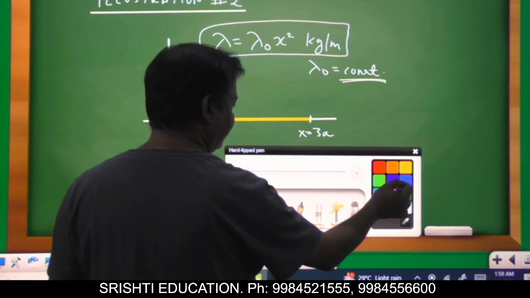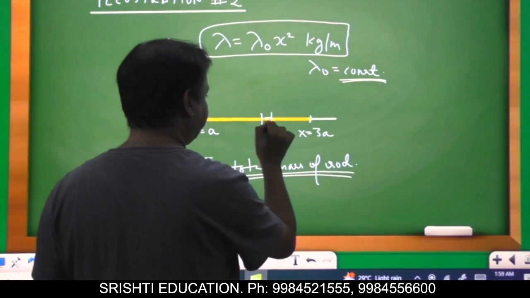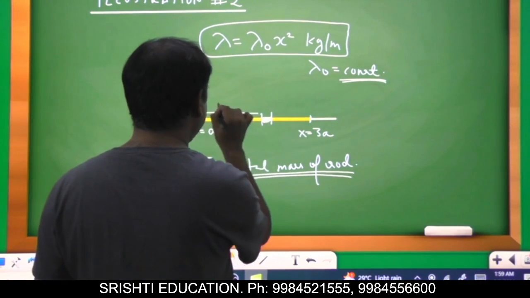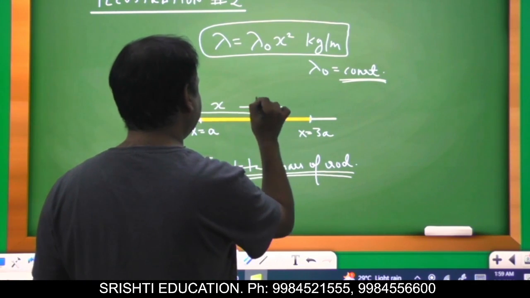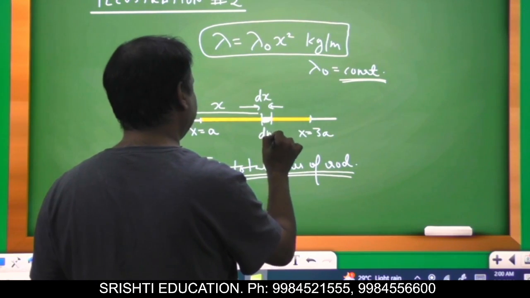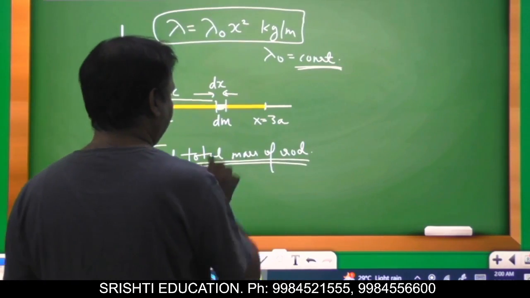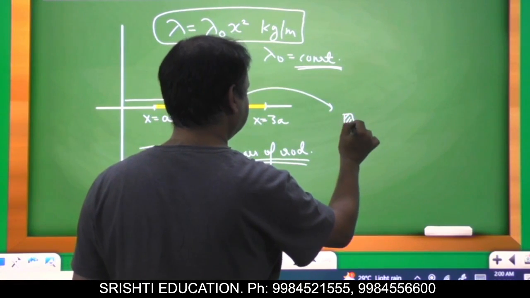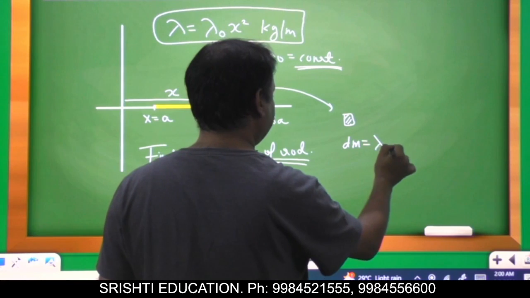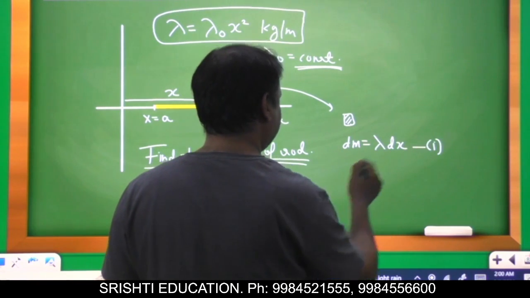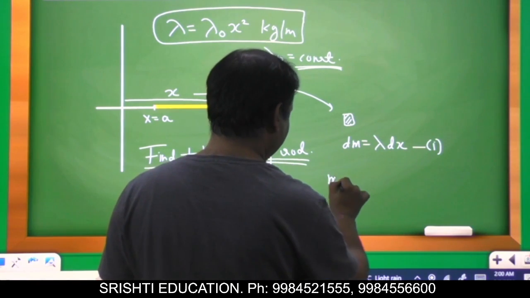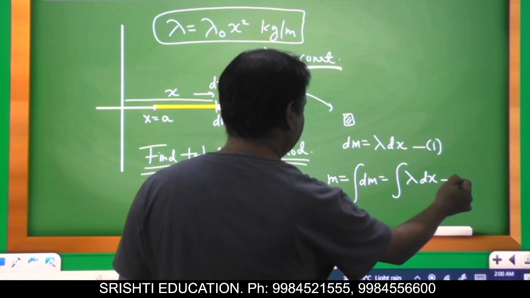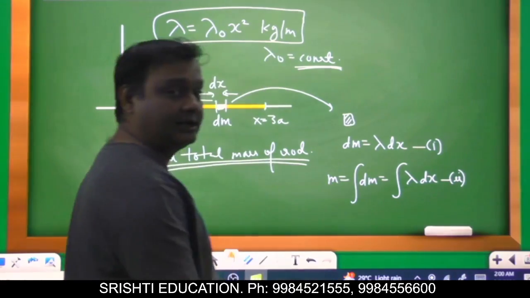So we'll take a mass element. I'm taking this as the mass element, and I'm taking the distance, the x coordinate, as x from the origin, and the thickness dx, and the mass dm. For this mass element, we can write dm as what? Lambda dx, and there will be a large number of such mass elements. So the total mass of the rod will be the integral of dm, that is integral of lambda dx. Now again the same question, whether lambda will come out of the integral or not.